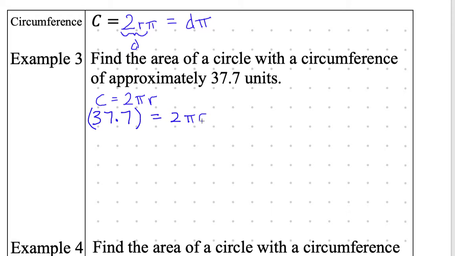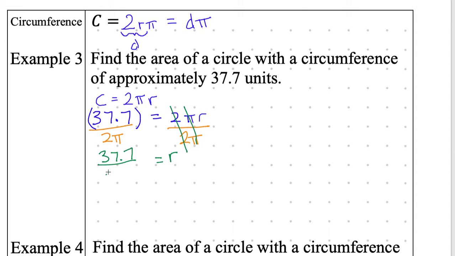Quiet raised hand now. How do I isolate r? What do I have to do to both sides of the equal sign to get rid of this 2 pi? Fernando. 2 pi divided by both sides. Yep, there it is. Divide both sides by 2 pi. So the right side divide by 2 pi, the left side divide by 2 pi. And what happens, the 2 and the pi are gone. We have isolated r.